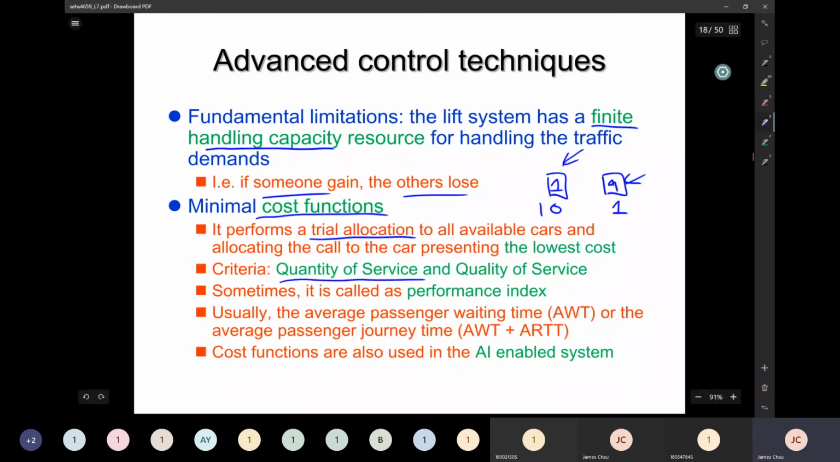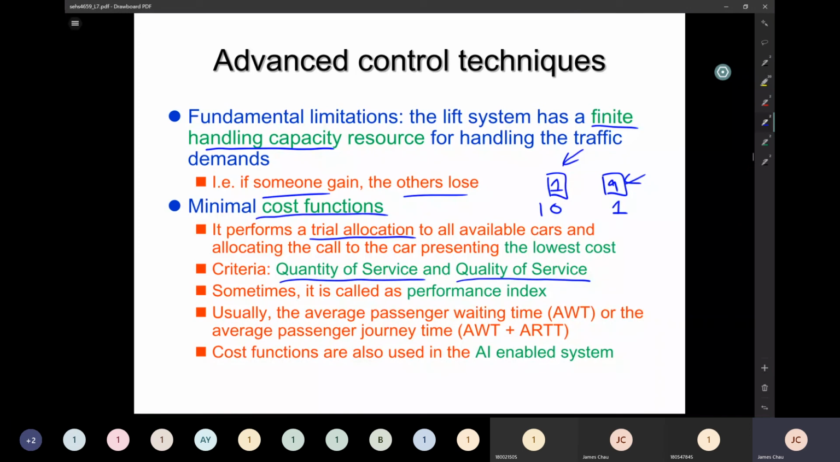In this way, we rely on simulation, and we have criteria on quantity of service. That means it may refer to the handling capacity, so that we hope we can maximize the handling capacity of the lift. And we also look for the quality of service. For example, we may make our lift service balanced for each floor. Therefore, we have many inputs to develop the cost function.